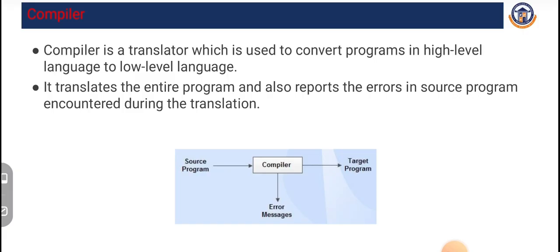This is the example diagram. The compiler is one type of translator. We give the source program as our input, otherwise we may represent it as a high level language program. The high level language program is a user designed program. We apply it to the compiler translator, and it will be converted into the target program, otherwise output, otherwise low level languages or binary level languages. If there is any error in that program, the compiler translator will display the error message during the translation process.